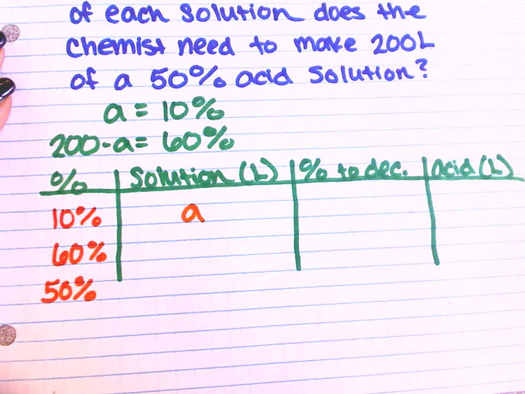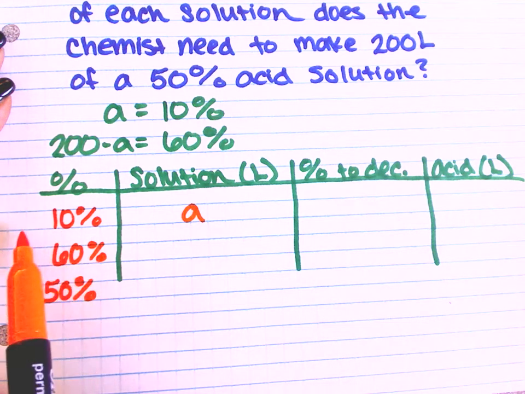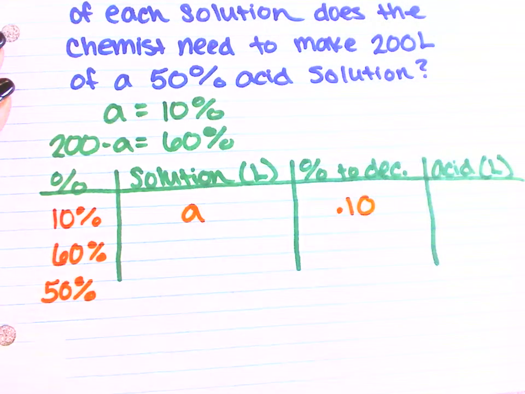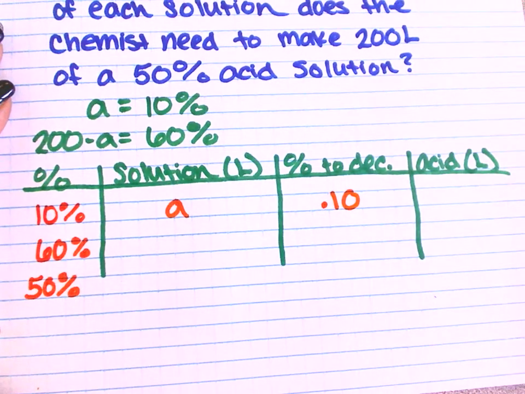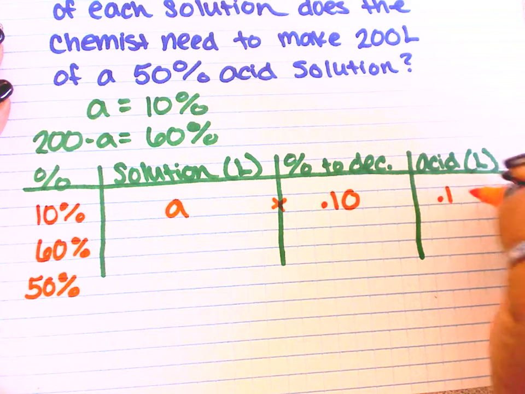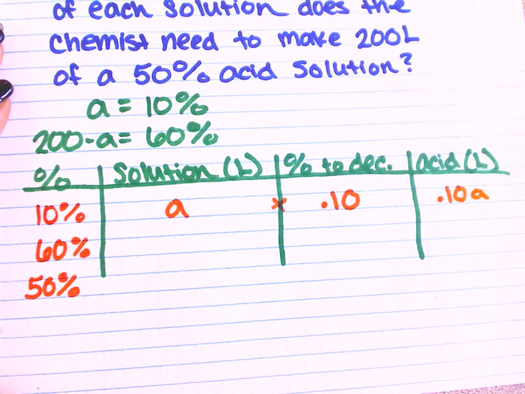We need to change 10% to a decimal. Move it two places to the left, 0.1. You can add the 0 if you want. It's a placeholder. And then we multiply across. A times 0.10 is 0.10A. 0.1A is up to you. The 0 is a little placeholder.